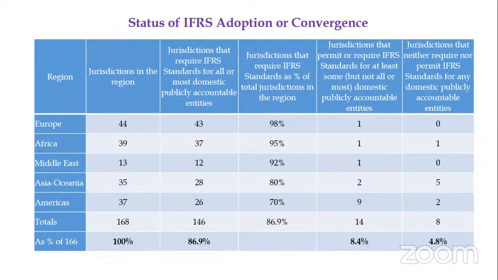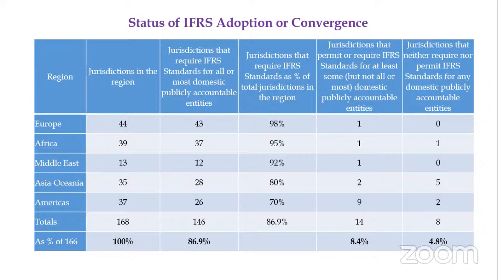Status of IFRS adoption and convergence. Why are we calling IFRS a global standard today? Because out of 168 countries, 146 countries accepted this IFRS. For example, in Europe there were 44 countries. Look at the heading: jurisdictions that require IFRS standards for all or most domestic publicly accountable entities. Out of 44, 43 countries require IFRS for preparation of financial statements. So that is the acceptability by the European Union. To a greater extent they contributed to the development of IFRS, even in terms of funding to the IFRS Foundation. Again, in the African continent, out of 39 countries, 37 countries require IFRS.